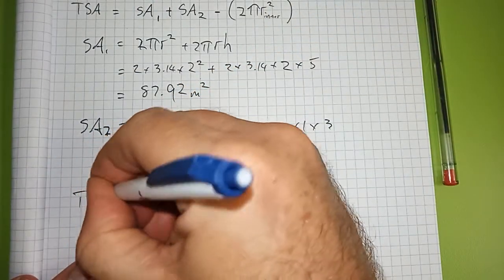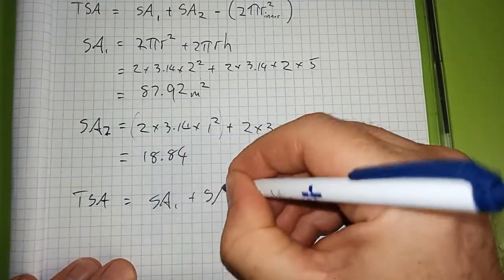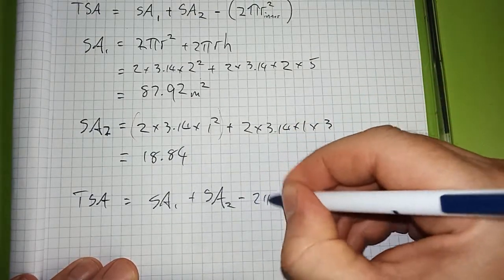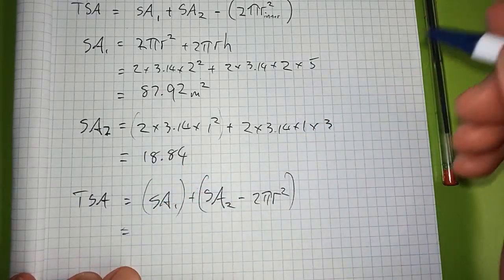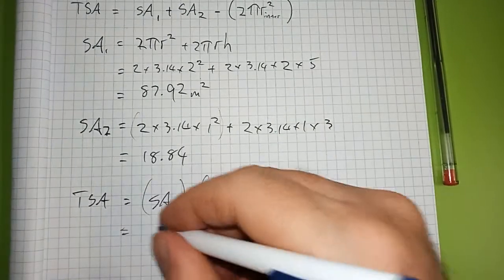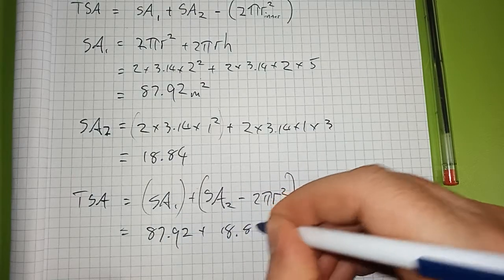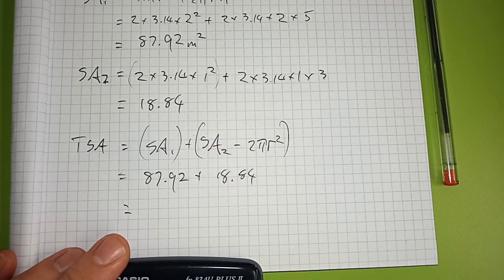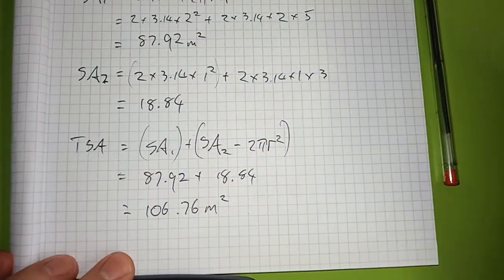So total surface area equals surface area 1 plus surface area 2 minus 2 pi r squared. We did that in one go and that in one go. So it's going to be 87.92 plus 18.84, which equals 106.76 meters squared.